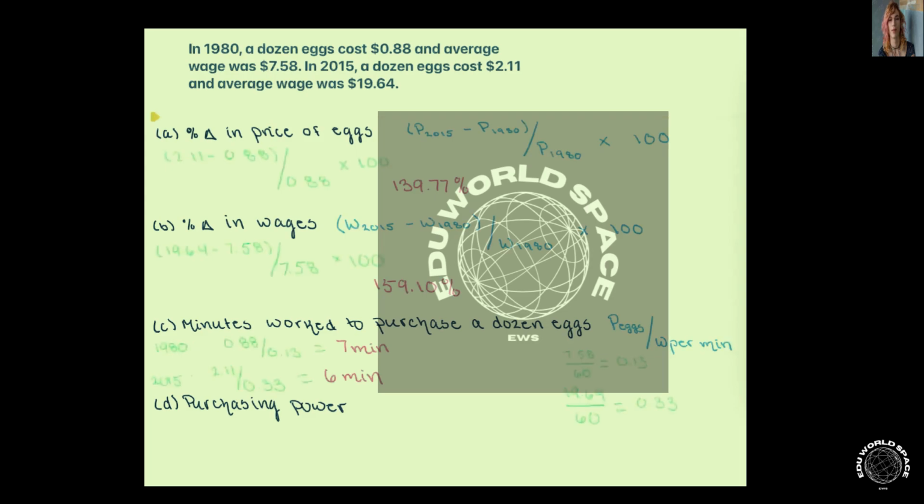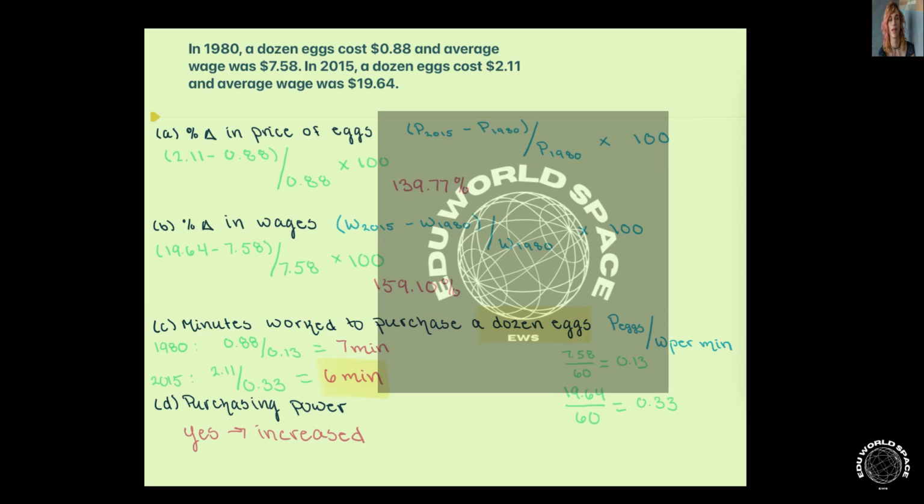And now we want to know for part D if the purchasing power has changed between 1980 and 2015. And it has changed, and what's happened is that the purchasing power has actually increased over time. And we know this by looking back at part C here. So because a worker in 2015 had to work for less time to afford the same product, we see that purchasing power has increased.